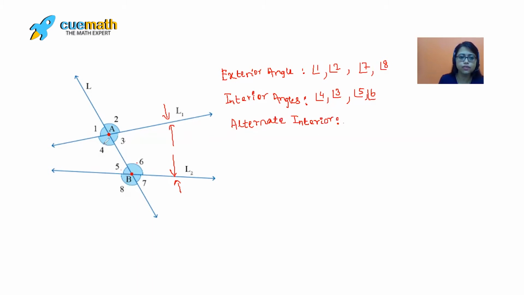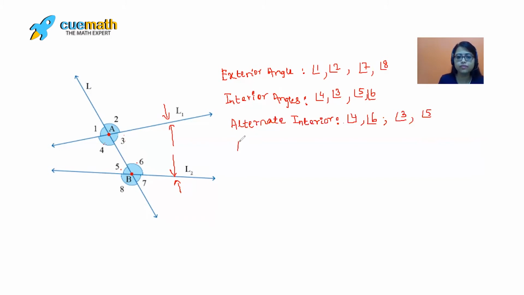You can see angle 1. No, angle 1 is the exterior angle. So you can see angle 4, angle 6. So these are forming alternate interior. So which is the other pair of angles? Yes, the other pair is angle 3 and angle 5. So these are your alternate interior angles. Yes, hope everyone is clear.